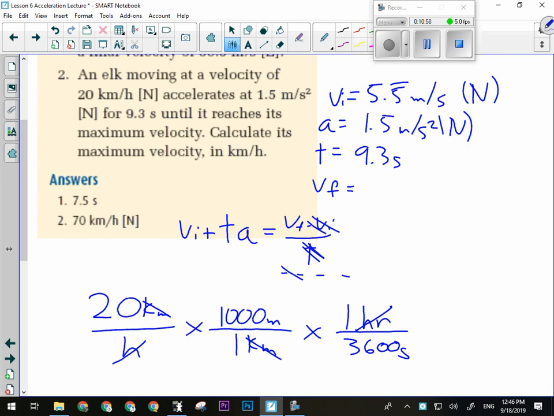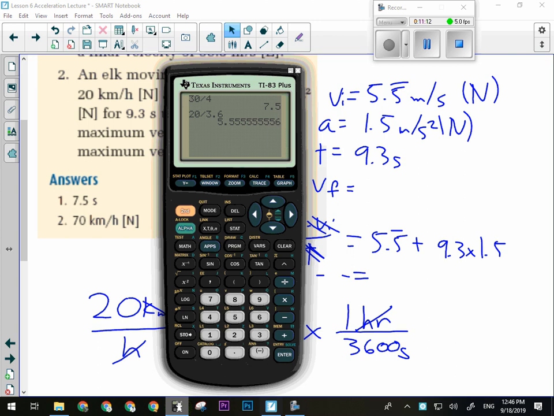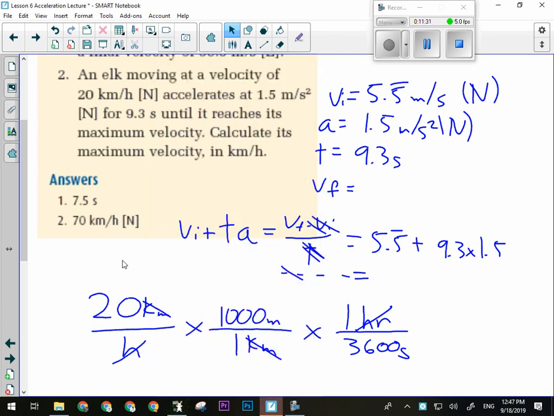Okay. So when we plug in our numbers, we're going to have our 5.5 repeating plus 9.3 times 1.5. And that'll give us our final velocity in meters per second, and then we'll convert it. So plus 9.3 times 1.5. All right, so I'm getting 19.5 meters per second. I'm going to multiply that by 3.6 to get it back into kilometers per hour. All right, 70 kilometers per hour. And that's north.